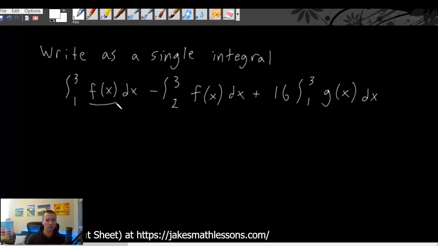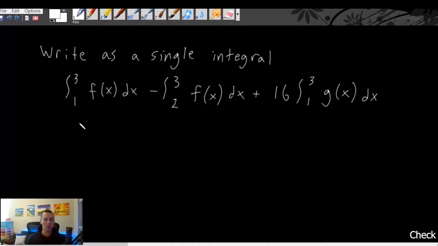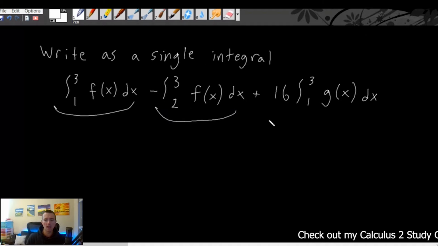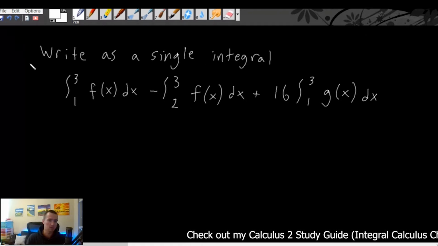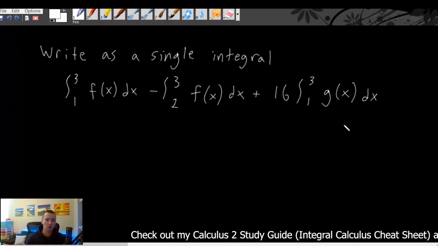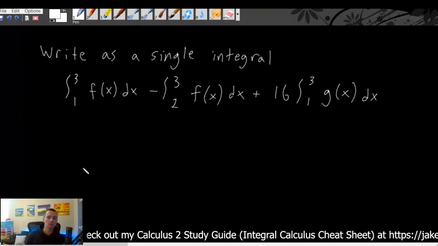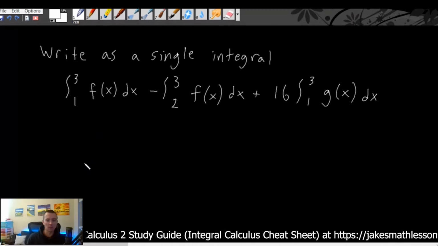We don't actually have a function for f of x or a function for g of x, but it really does illustrate something useful about using these definite integral properties, because if we did actually have some function for f of x and g of x, we could use these definite integral properties to combine this expression of three separate integrals down into one single integral, which hopefully, ideally, would be easier to solve than solving three separate integrals. So that's the helpful thing about these definite integral properties.